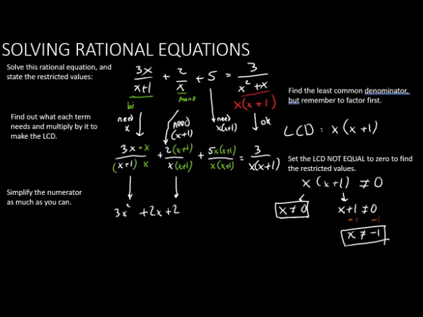Our third fraction has 5x times x plus 1. 5x times x is 5x squared, and 5x times 1 is plus 5x. On the right side of the equal sign, we'll have just 3. There will be no change to that. Also in the numerator and denominator, this will all be over the LCD, x times x plus 1. You'll have the same on the right as well.